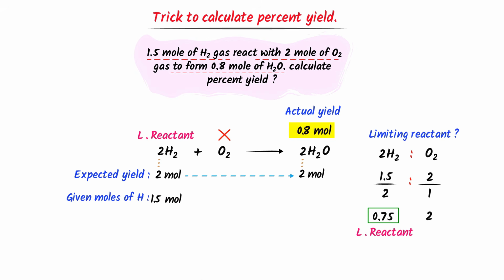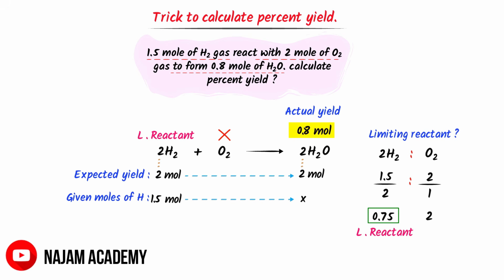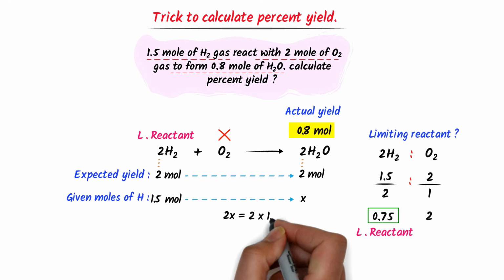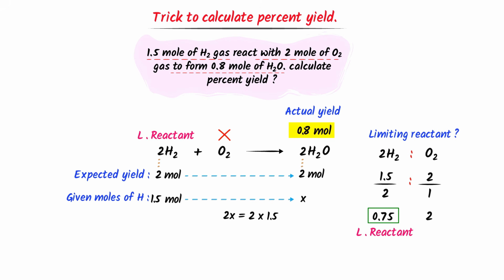Similarly, I say, I expect that 1.5 moles of hydrogen gas with oxygen gas will produce X moles of H2O. Let me repeat it. I expect that 1.5 moles of hydrogen gas with oxygen gas will react to produce X moles of H2O. After cross multiplication, I get 2x is equal to 2 into 1.5, or x is equal to 1.5 moles. So the expected yield is 1.5 moles.